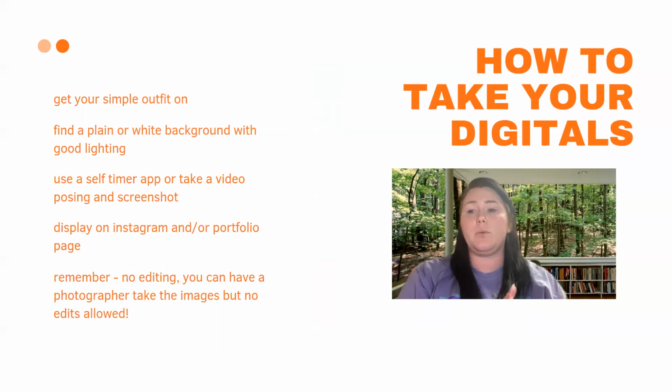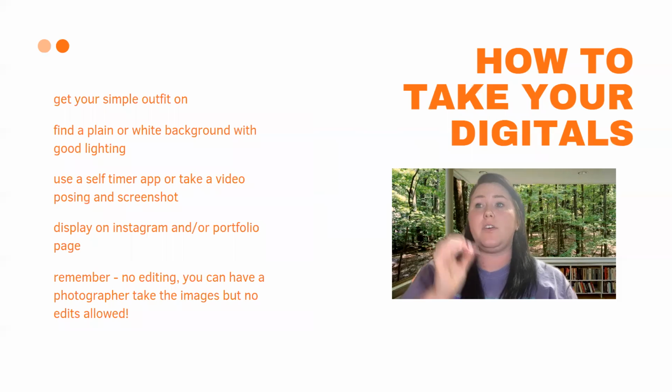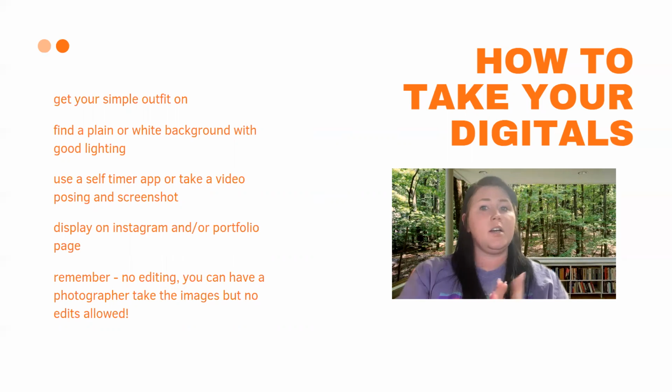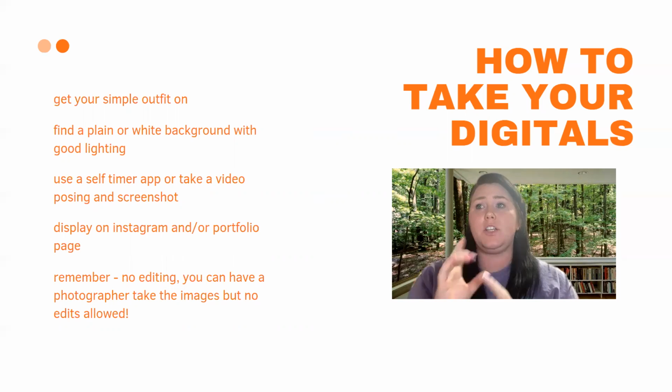Okay, so this is how you want to take your digital. Get your simple outfit on. Find a plain or white wall with good lighting. This can be outdoor lighting. You could stand in front of a window. You can stand in front of a ring light. Anything like that is totally fine. You can use a self-timer or a self-timer app, or something that makes it a little bit easier. You can take a video posing and then just screenshot the poses you like.